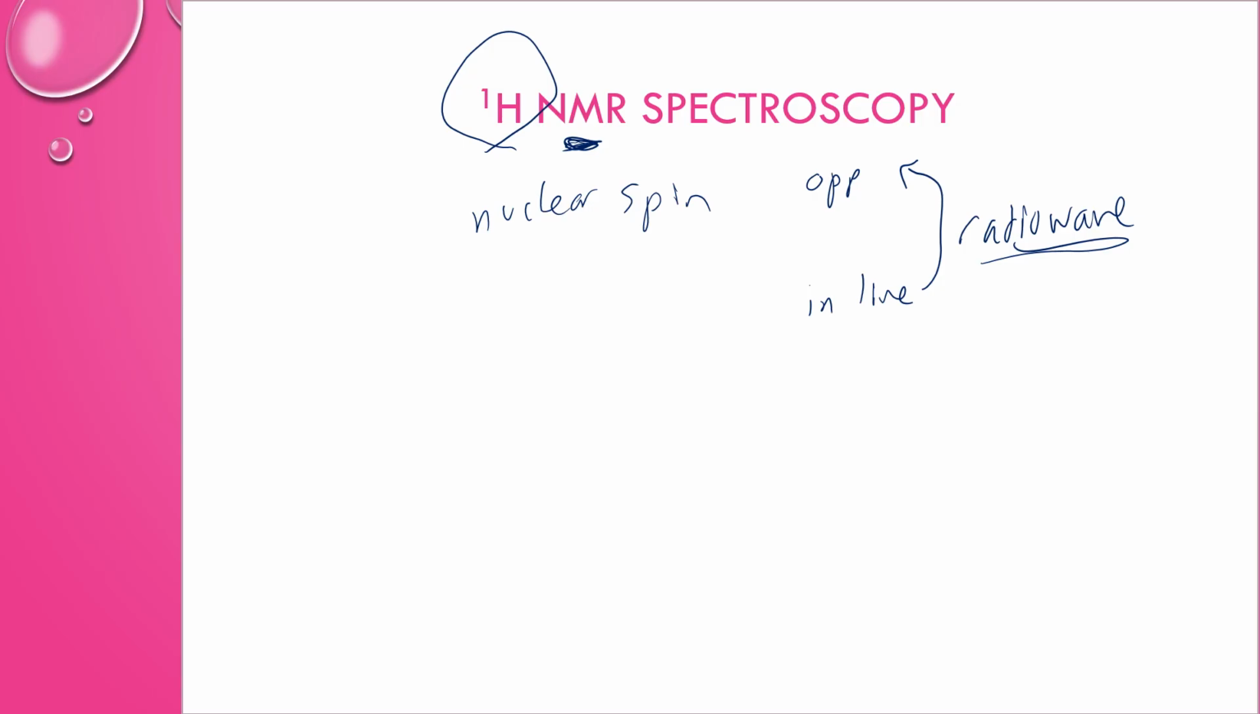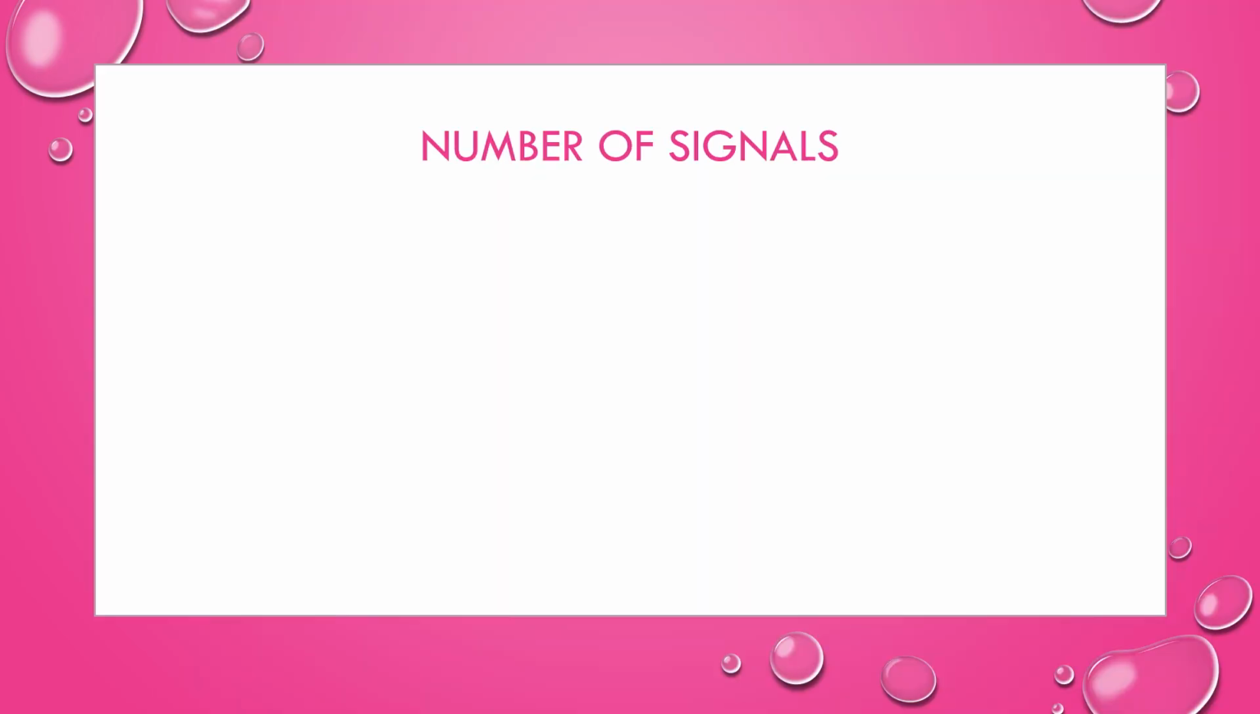So this whole thing is really focused on the hydrogens, which becomes really useful for organic chemistry because we have a ton of hydrogen atoms. There are four pieces of information that we can get from a proton NMR spectroscopy. The first one is the number of signals, and the number of signals tells us information about the number of hydrogen environments.